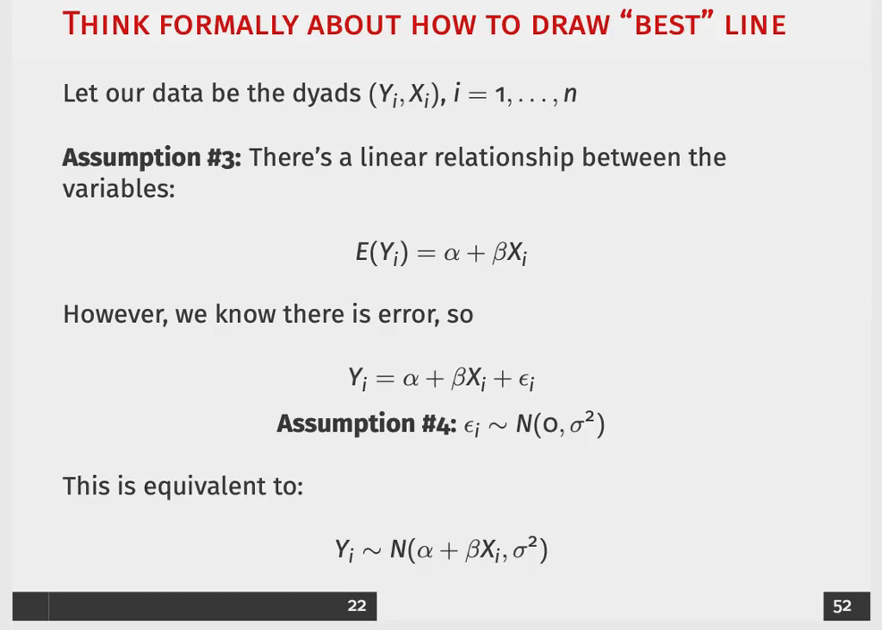So we can rewrite our equation, then, so that y is normally distributed at alpha plus beta times x, and it's going to have a variance equal to sigma squared.